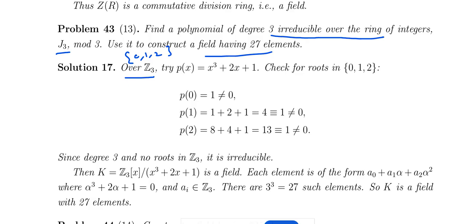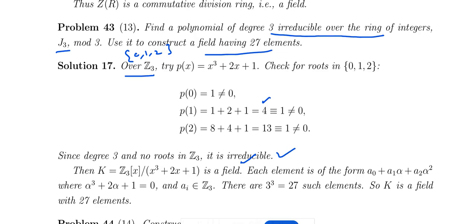Because P of 0 is not equal to 0, P of 1 is not equal to 0, and P of 2 is not equal to 0 modulo Z3. Degree 3 and no roots in Z3, so it is irreducible. So K equals Z3 of x divided by x cube plus 2x plus 1, into the field.